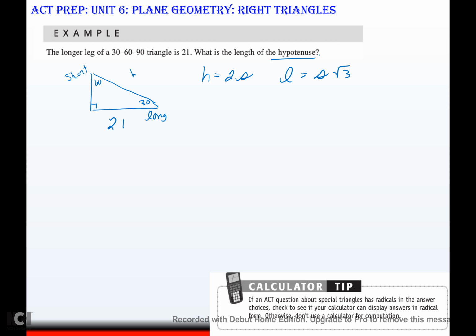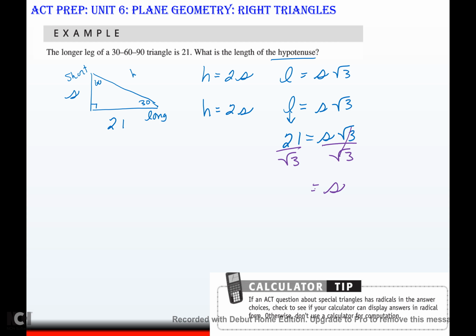They want the hypotenuse. So my hypotenuse is going to be 2 times the shorter leg. Oh no, I don't know the shorter leg, so I'm going to have to figure that out. Well, I know that my longer leg is my shorter leg times the square root of 3. So I can replace L with 21, because I know the length of my longer leg, and that will be my shorter leg times the square root of 3. So to figure out what S is, I need to divide by the square root of 3.